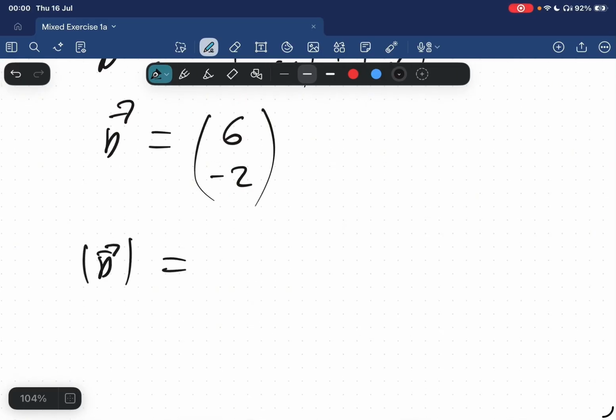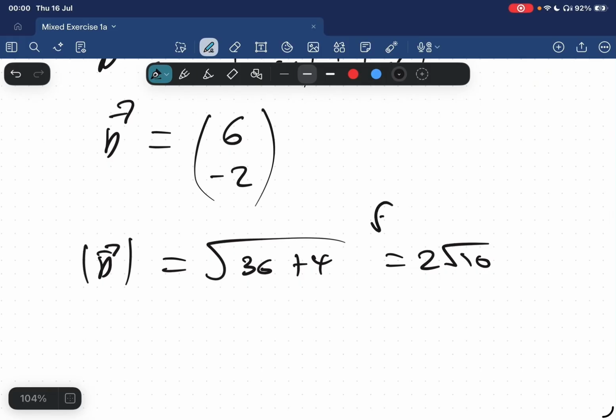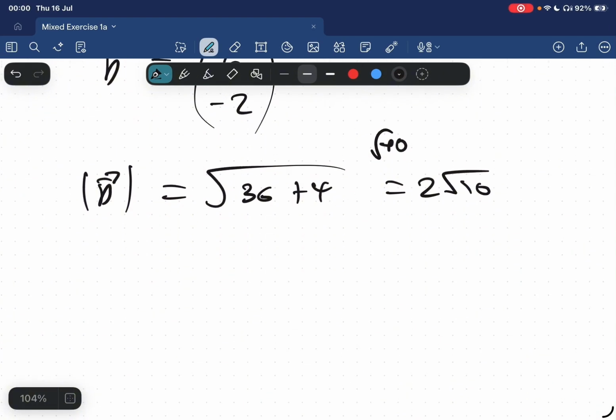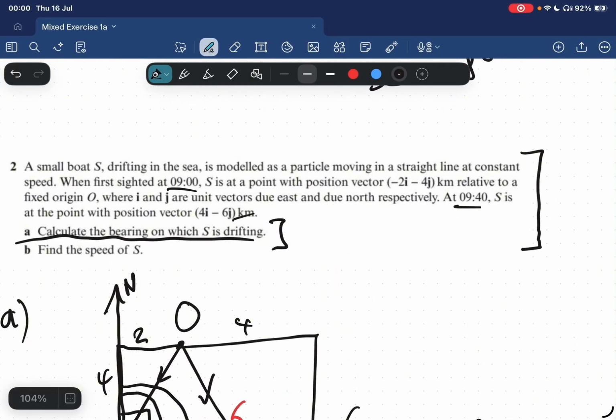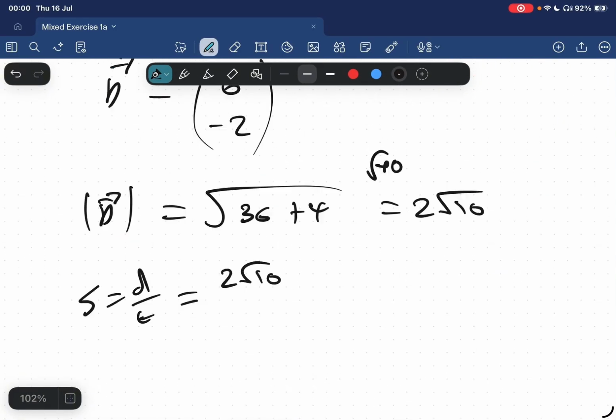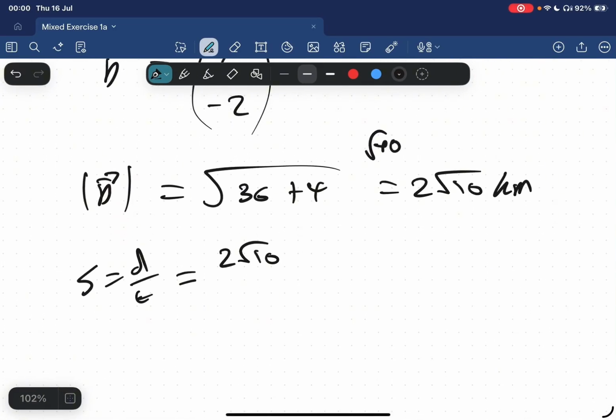So this is our vector for our drift, but we want to find the distance that it drifts. Using Pythagoras' theorem, we get root 40. I skipped a few steps there. Root 40, 4 times 10, 2 root 10. So going back to our speed is distance over time, we know our distance, which is 2 root 10. What are the units we're using here? Well, we've got kilometers, so this is 2 root 10 kilometers.